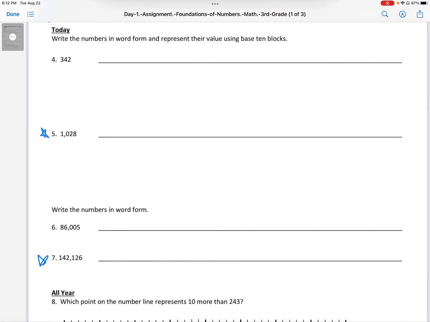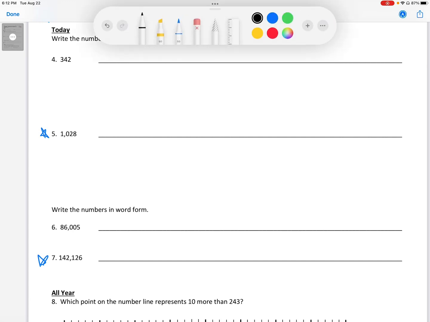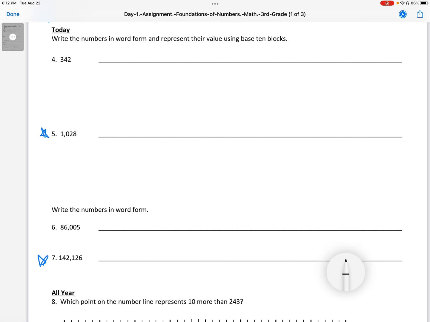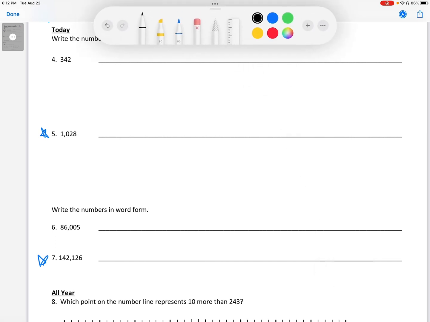I'm not going to answer every question on here, and if I don't answer something that you still have a question about, feel free to reach out to me and I will help you the best I can. Number 5 says, write the numbers in word form and represent their value using base 10 blocks. Well, the kids know that if we want to take a number from standard form, which is what's represented here, to word form, we read the number out loud and write down every single word we say in order. So if we read this number, it says 1028. So I'm going to write down every one of those words in order.